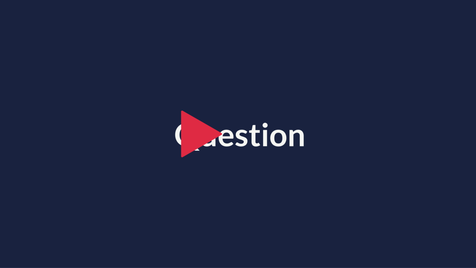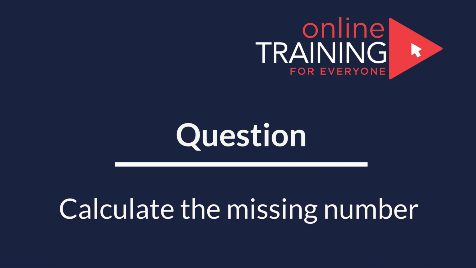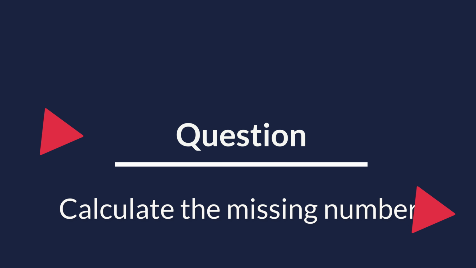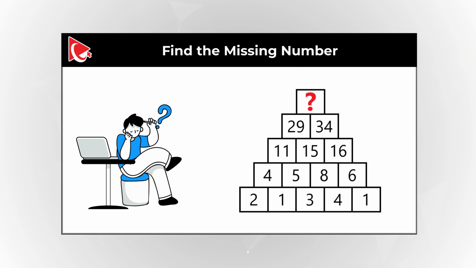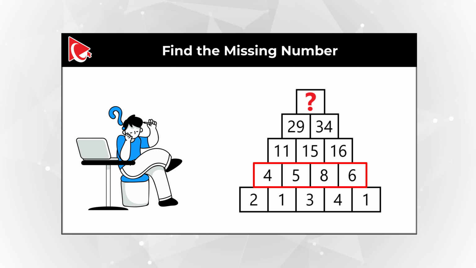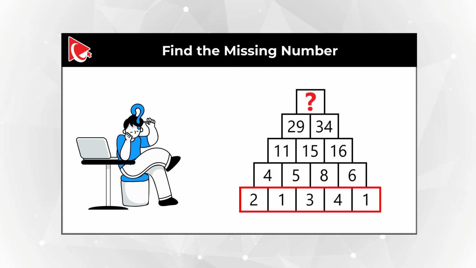Here's a tricky problem that you might find challenging to solve. You're presented with the pyramid. Top of the pyramid starts with the missing number that you need to calculate. If you go down, second row contains numbers 29 and 34. Next row contains numbers 11, 15, and 16. Following row has numbers 4, 5, 8, and 6. And then the last row has numbers 2, 1, 3, 4, and 1.